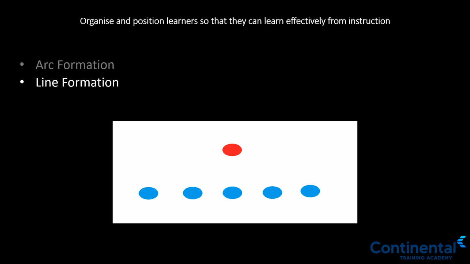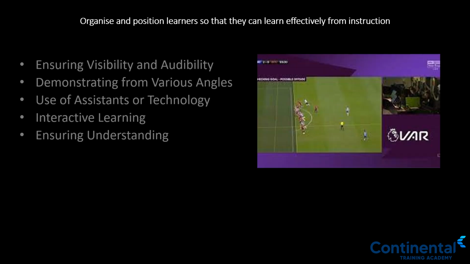Then you have the line formation, which for certain demonstrations, especially those requiring observation of lateral movements, positioning learners in a straight line facing the demonstration can be effective. Ensure that there's adequate space between learners to prevent obstructed views. Now, the key thing is to organize and position learners so that they can learn effectively from instruction.